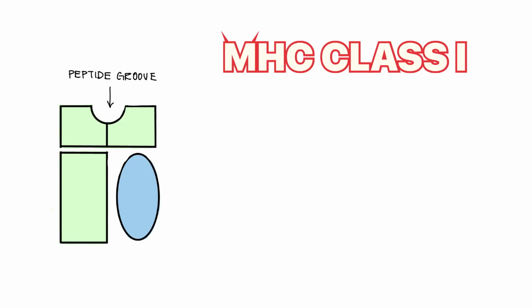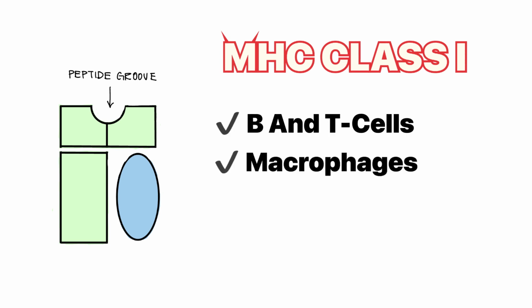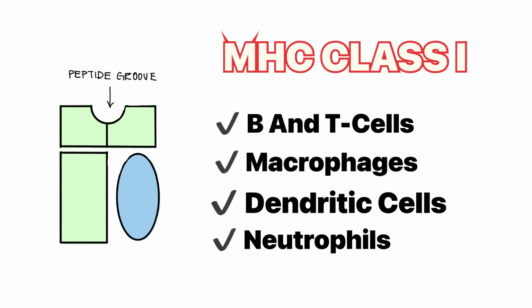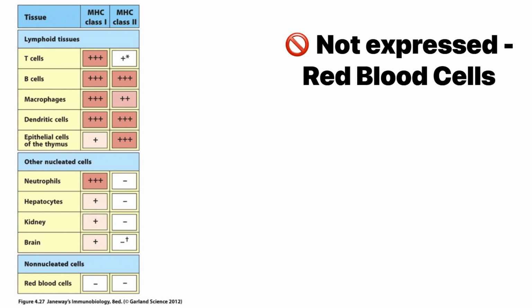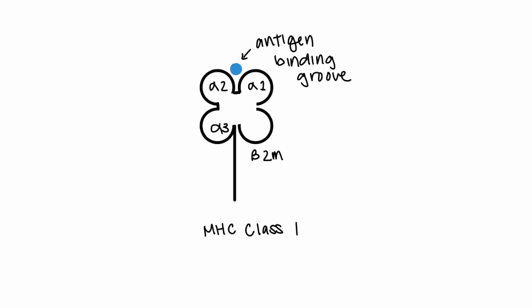MHC Class I molecules are a type of receptor expressed on all nucleated cells, which include B cells, T cells, macrophages, dendritic cells, and neutrophils. The intensity of the expression may vary from cell to cell. They are not, however, expressed on red blood cells.